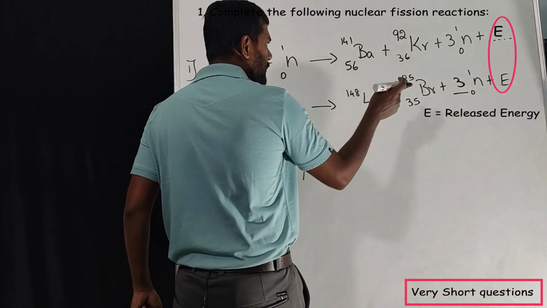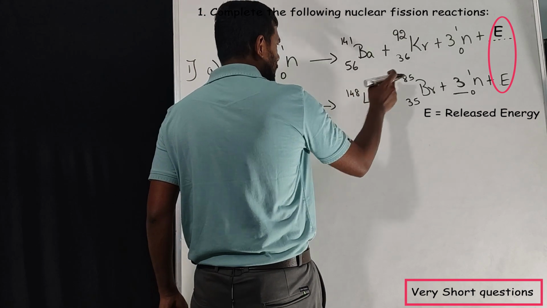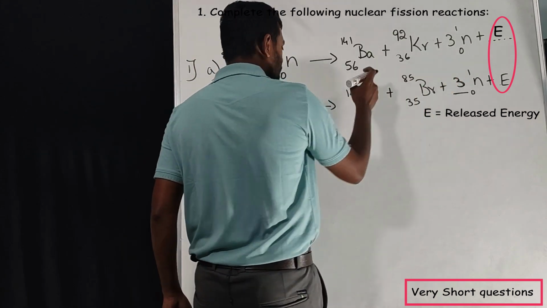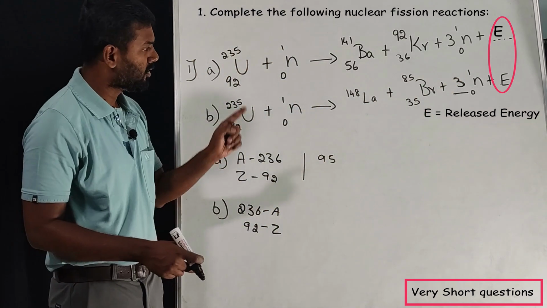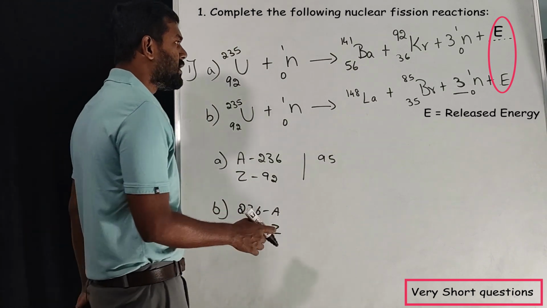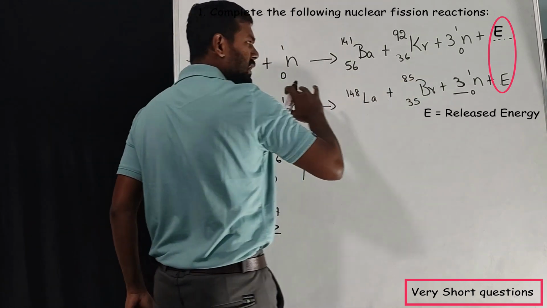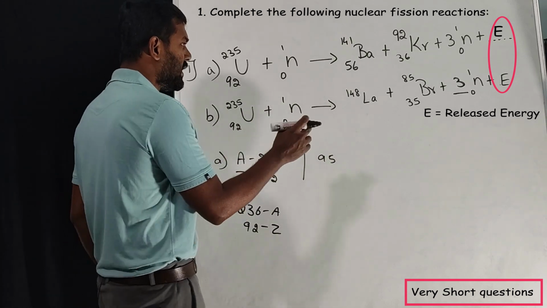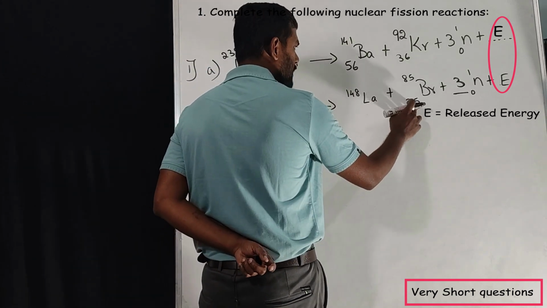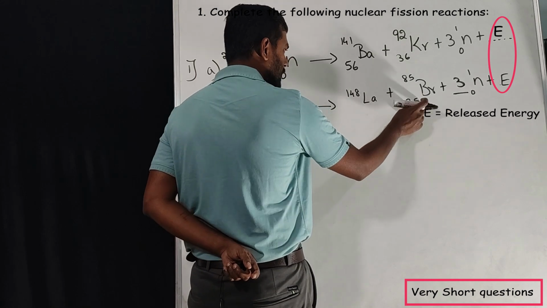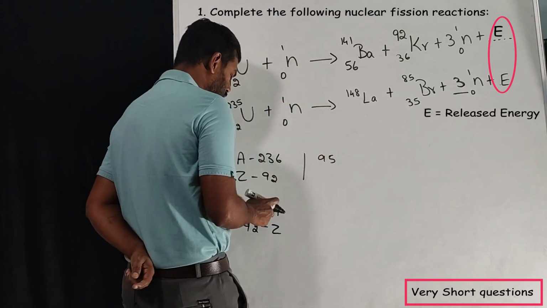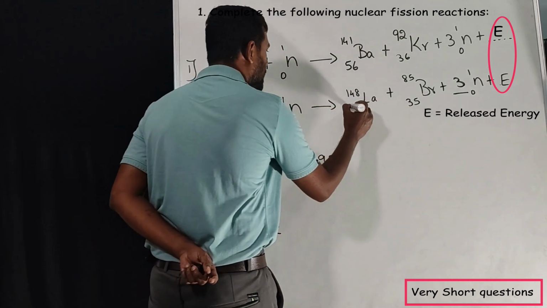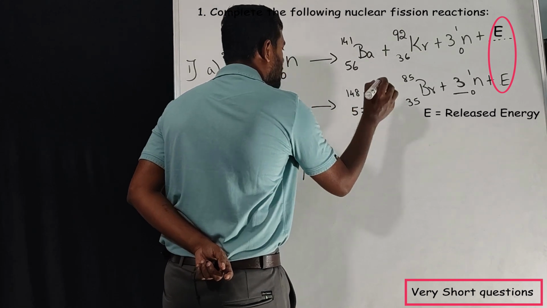If you write 3, now see, 148 plus 85 plus 3 will get 236. Now the mass numbers are done. Now we'll go for the atomic number. Atomic number is 92. Here we have 35. 3 into 0 is 0. So 35 plus some value, you should get 92. That is nothing but 57.